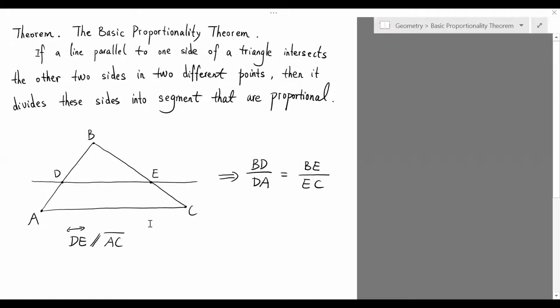Suppose we're looking at the triangle ABC, and DE is a line parallel to the third side, AC. And it intersects AB and CB at the points D and E. Then we can conclude that BD over DA is equal to BE over EC.